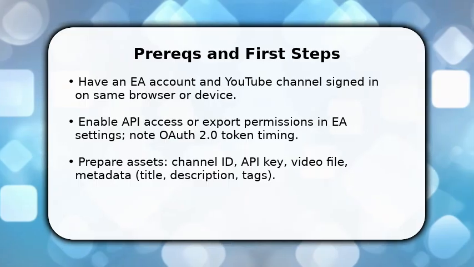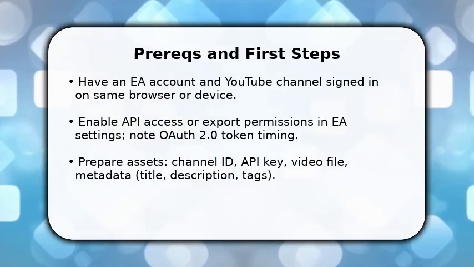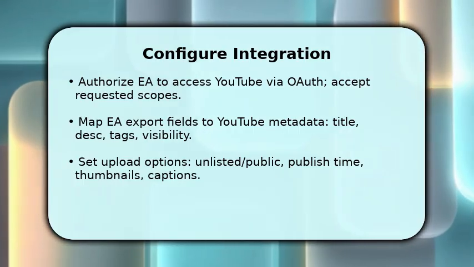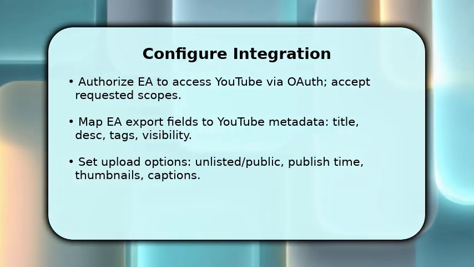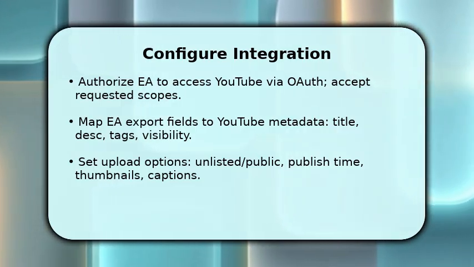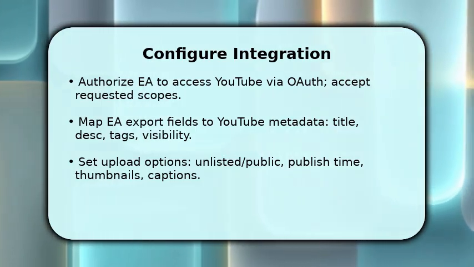Next, authorize EA to access your YouTube channel using OAuth and accept the requested scope so the connection is writable. Then map EA export fields to YouTube metadata. Link title, description, tags, and visibility settings so information transfers cleanly.